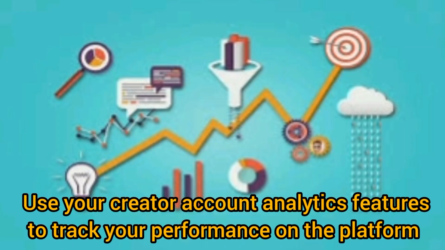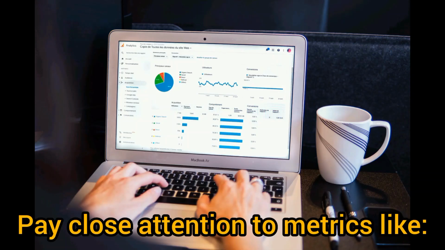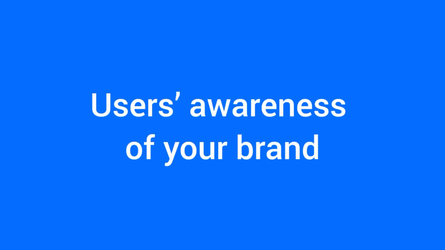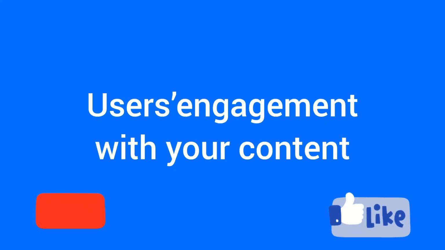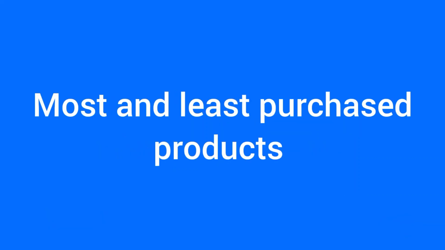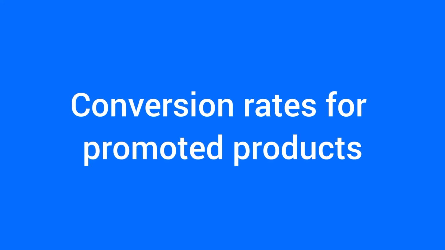Use the analytics that your creator account grants you to analyze your success as an affiliate marketer on the platform. Metrics that you should look at are users' awareness of your brand, how many people click the link in your bio, users' engagement with your content, most and least purchased products, and conversion rates for promoted affiliate products.